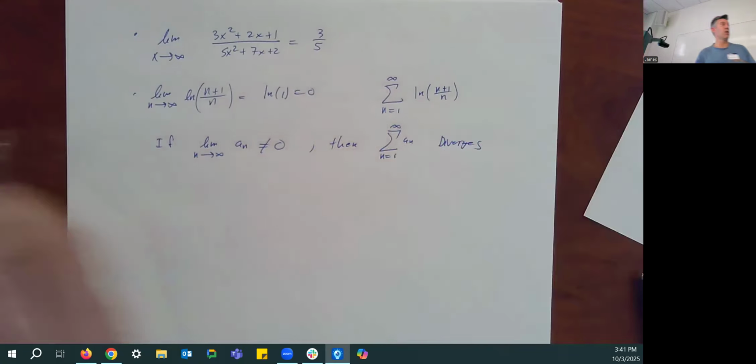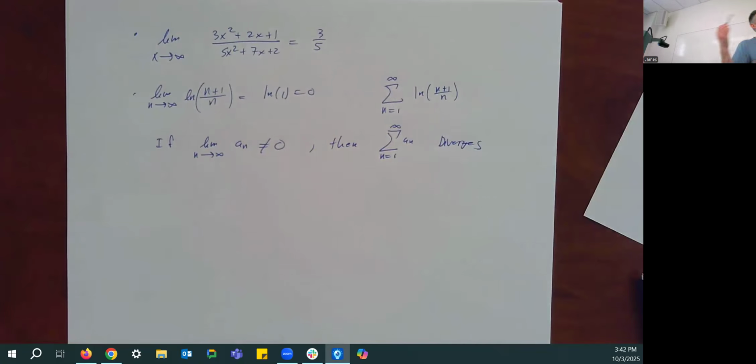But if the limit is 0, you don't know anything. It could converge, it could diverge. I should say, if the limit of the sequence is 0, the series could converge or the series could diverge. And there's plenty of divergent series whose sequence has a limit of 0. There's plenty of convergent series whose sequence has a limit of 0. We're going to see examples of them right now.